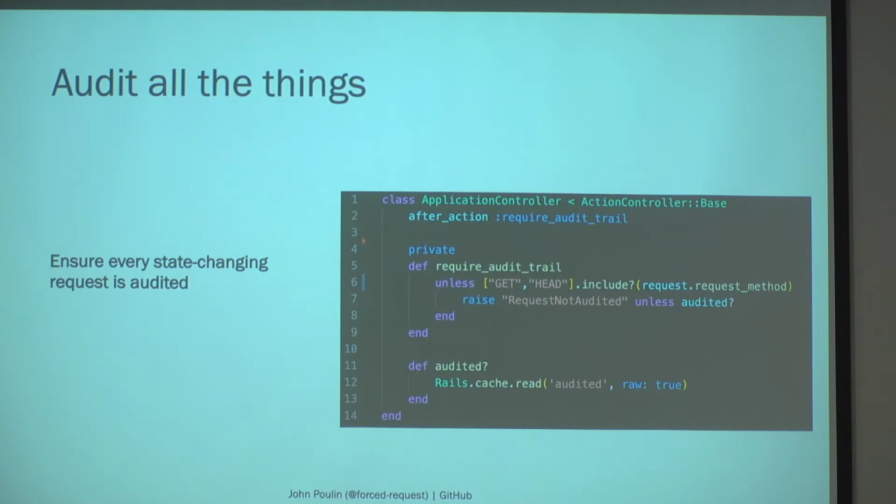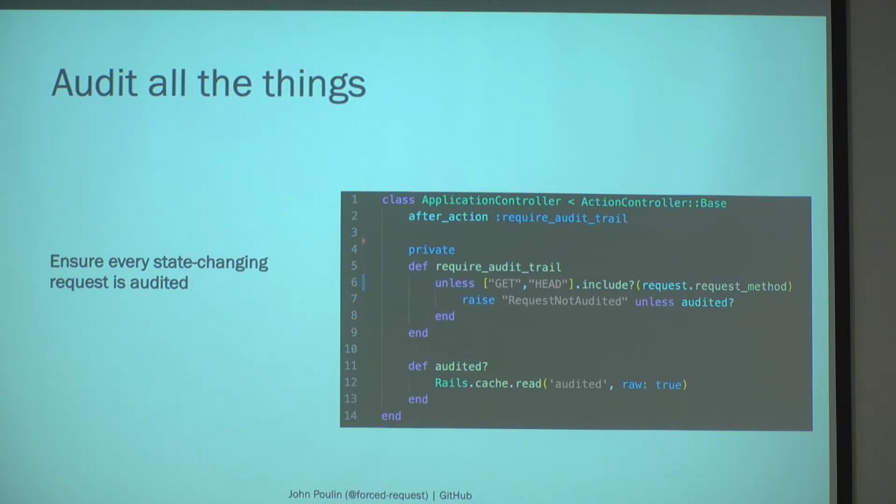So anyways, what we're looking at here is effectively a base controller. All of our controllers in the app inherit from an application controller. And then we have an after action, which calls a require audit trail function. This after action says, after the HTTP request has been fully serviced, and we're about ready to send it back through the web server to the user, we're going to run this particular require audit trail function.